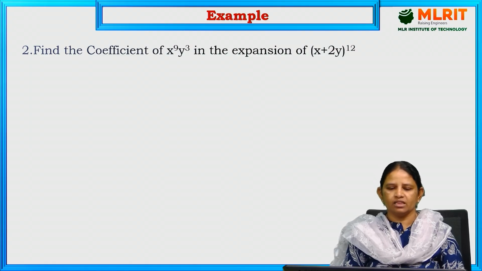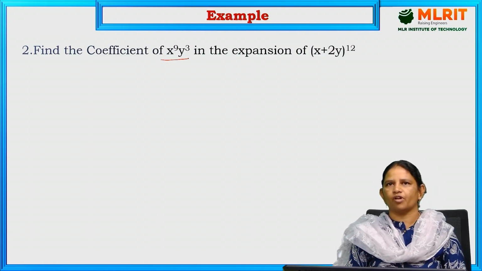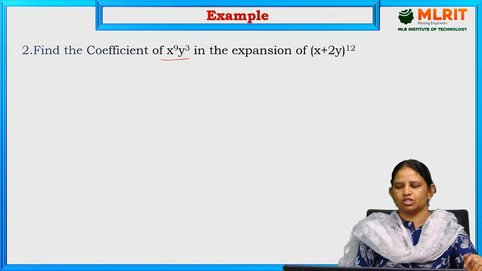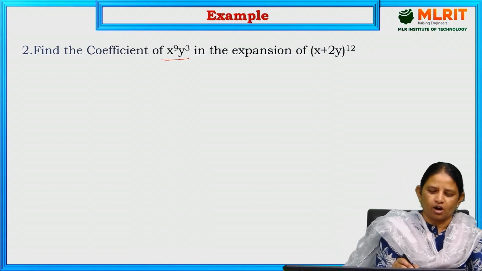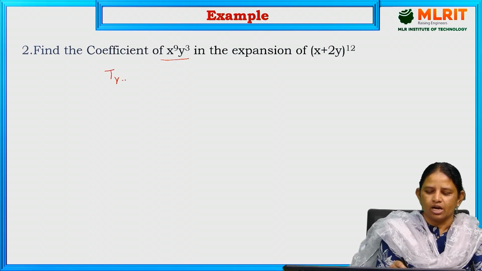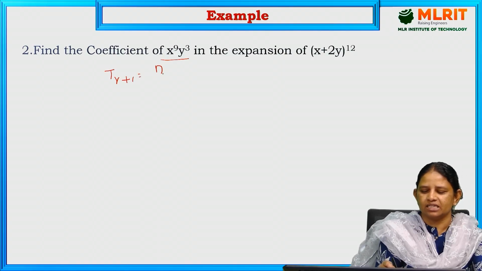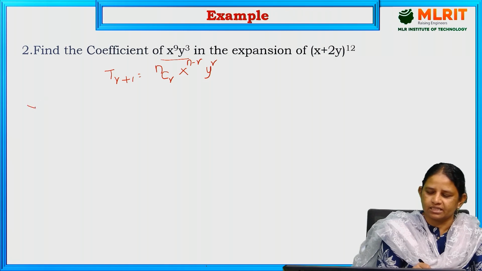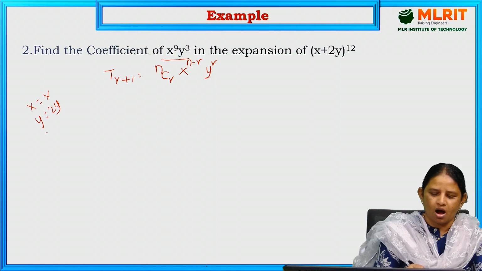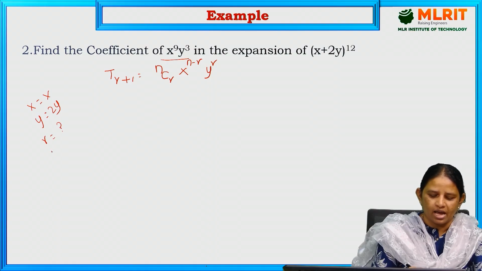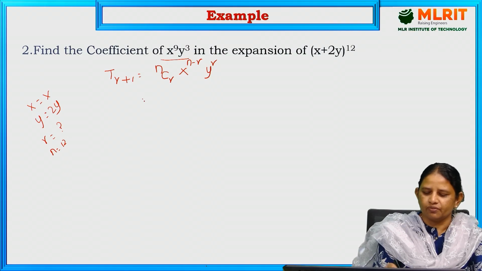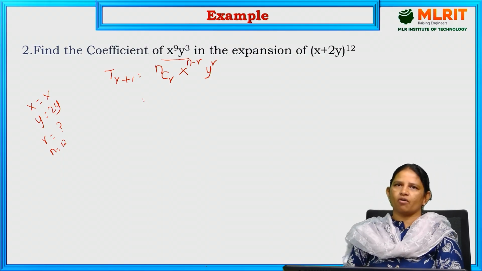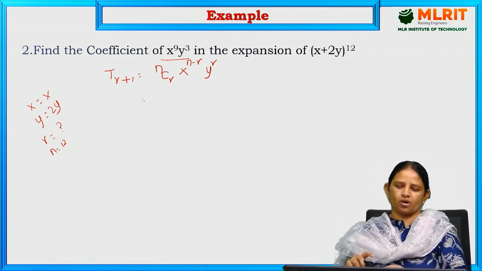Next example, find the coefficient of x to the power of 9, y power 3 in the expansion of (x plus 2y) whole to the power of 12. So now we need to find out the coefficient value. T of r plus 1 equals nCr x to the power of n minus r into y to the power of r. So what is the x term? x is equal to x only. y is equal to 2y. We don't know what the r value is. n is equal to 12. We need to decide the r value based on the coefficient, that is x to the power of 9.